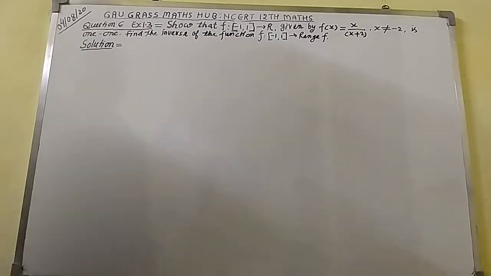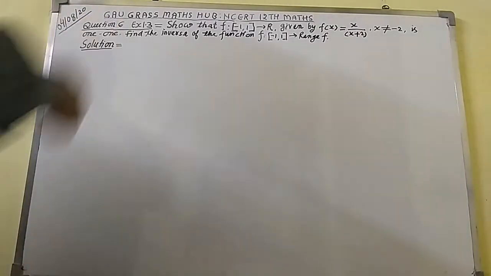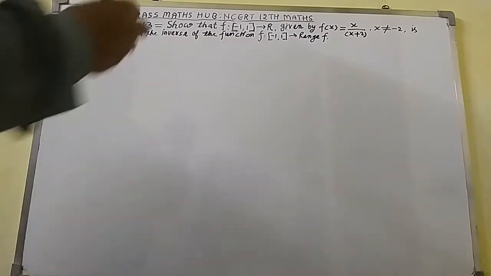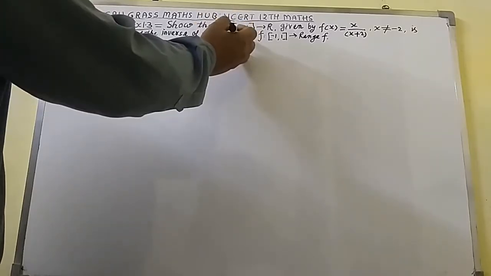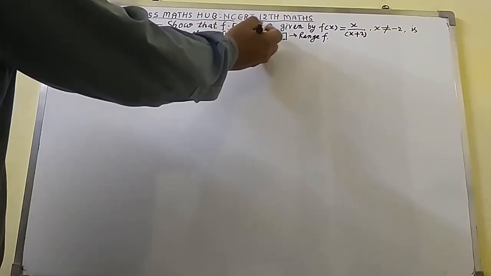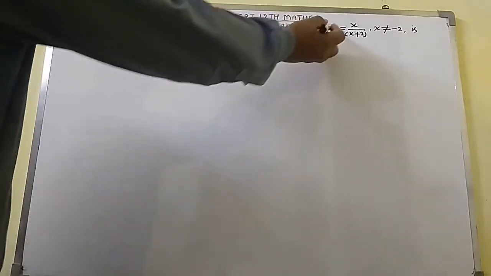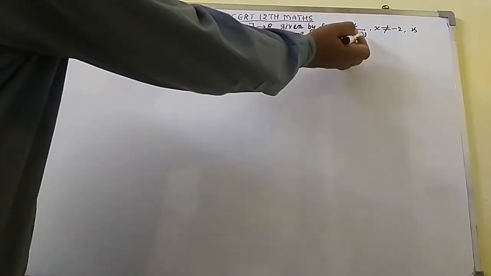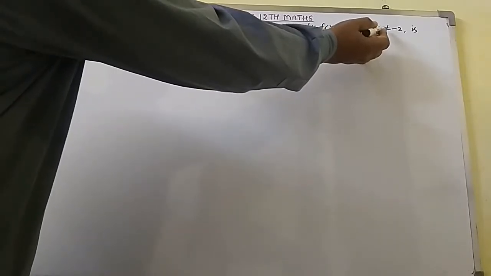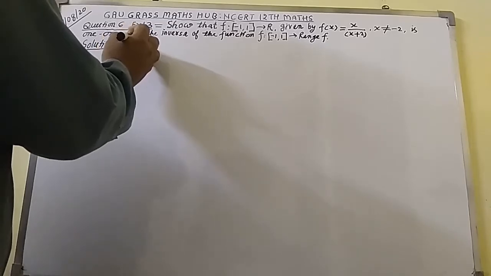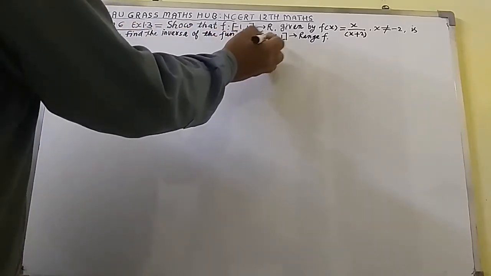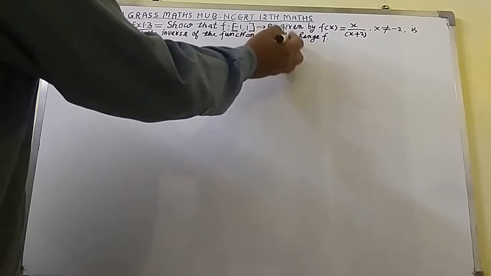I have taken one question from NCERT 12th Maths. That question is question number 6, exercise 1.3. Show that f: [-1, 1] → R, given by f(x) = x/(x+2), x ≠ -2, is one-one. Find the inverse of the function f: [-1, 1] → range f.